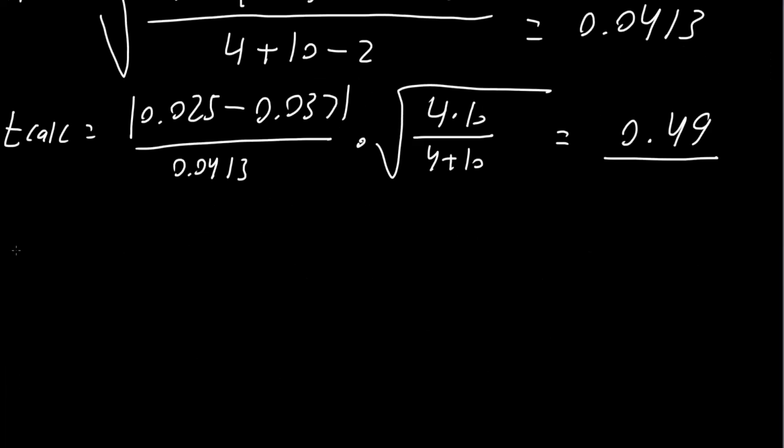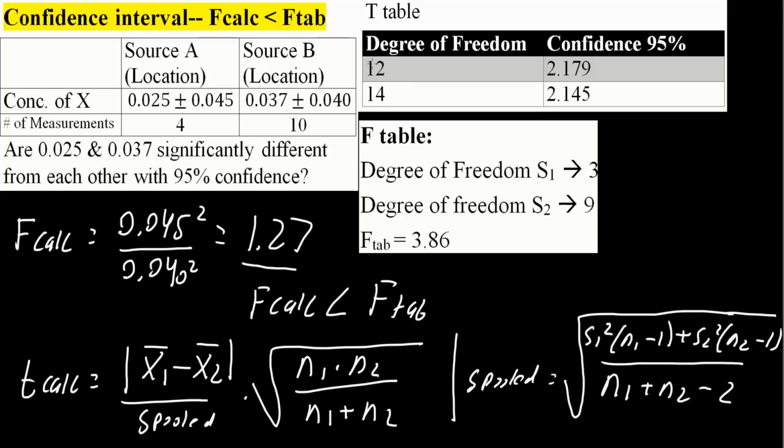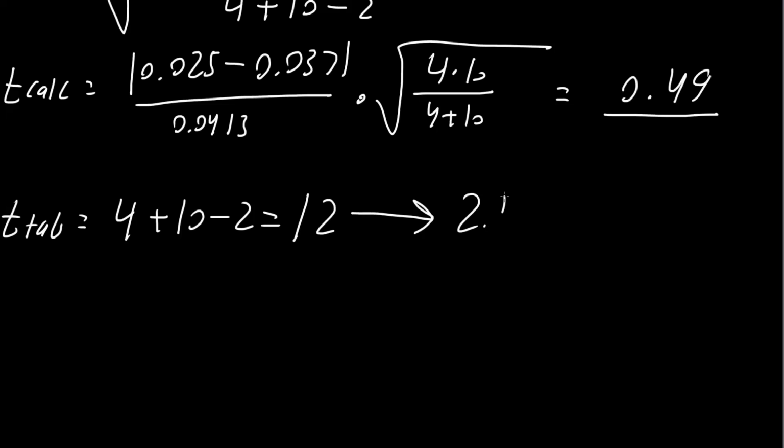The next step is to get the value of t-table. The degrees of freedom are n1 plus n2 minus 2. So 4 plus 10 minus 2, and we would get 12. 12 is our degree of freedom, and 12 would correspond to 2.179. It's important that you don't simply add 4 plus 10 and use that number. It's 4 plus 10 minus 2, and so we get 2.179 for t-table.